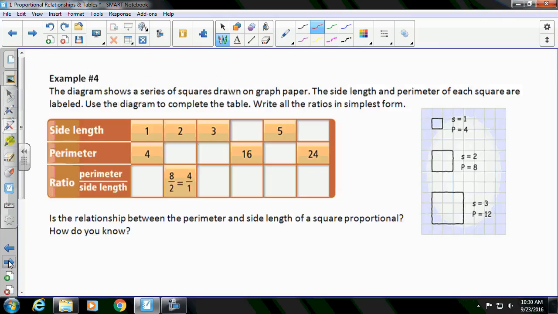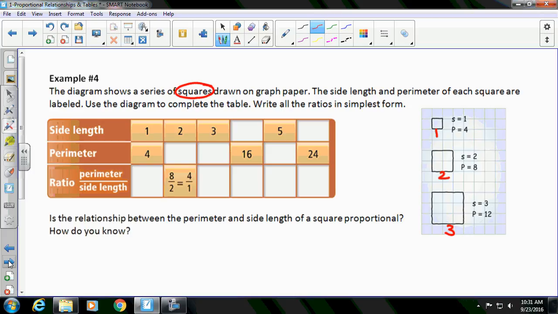For the next example, the diagram shows a series of squares drawn on graph paper. The side length and the perimeter of each square are labeled, and it's important that we know we have squares. Use the diagram to complete the table. We're going to write all of the ratios in simplest form. So if the square has a side of 1, its perimeter is 4. If it has a side of 2, its perimeter is 8. If it has a side of 3, its perimeter is 12.